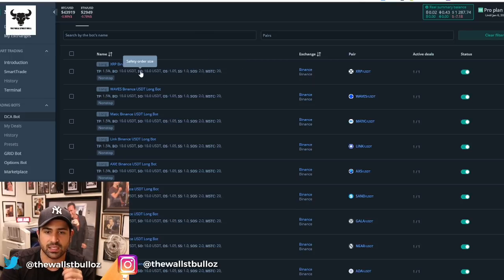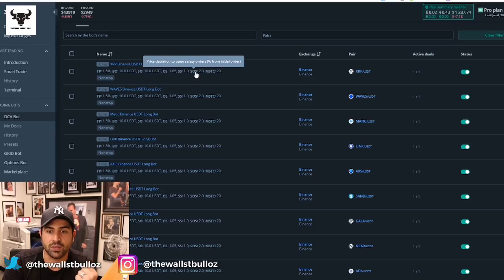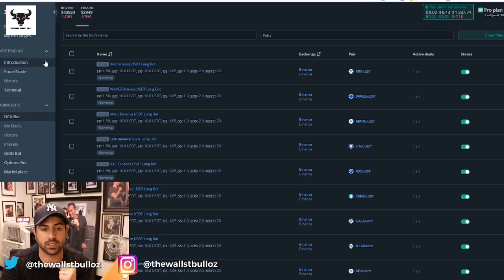So you can see here, that's the safety order size. You've got the safety order volume scale. The safety order step scale I've just left at 1. And the price deviation obviously is at 2%. So again, if the price drops 2%, it's going to take another one of those safety orders.